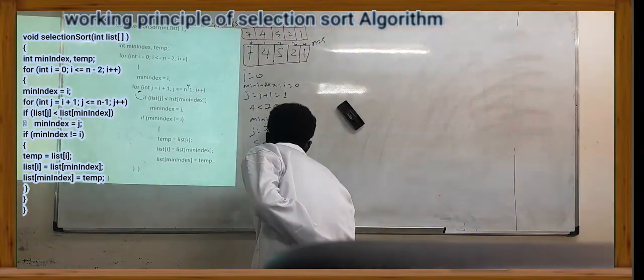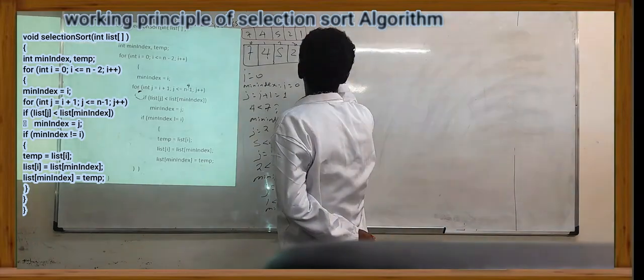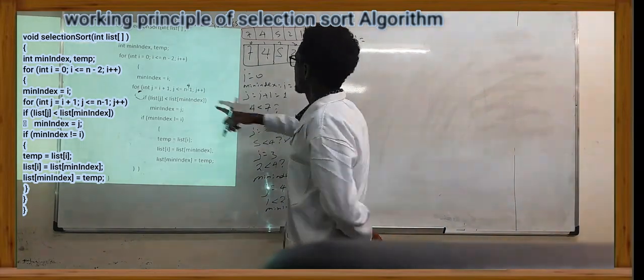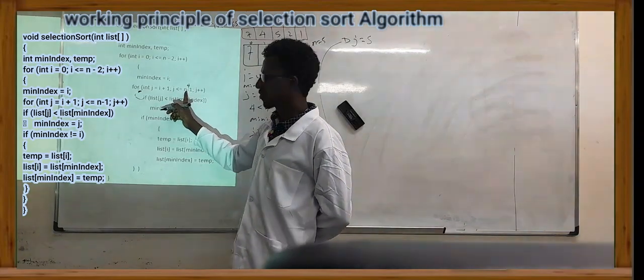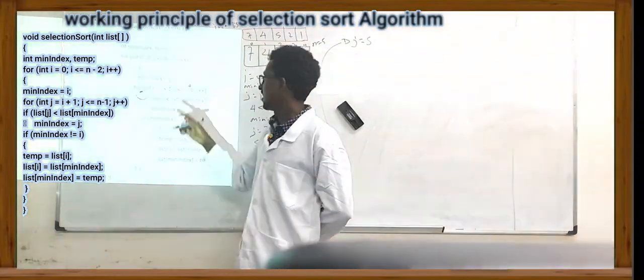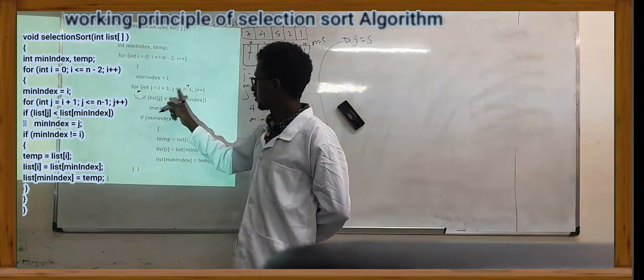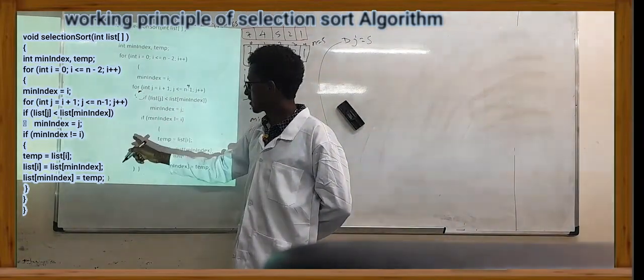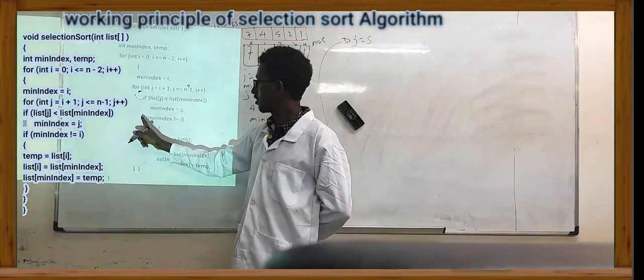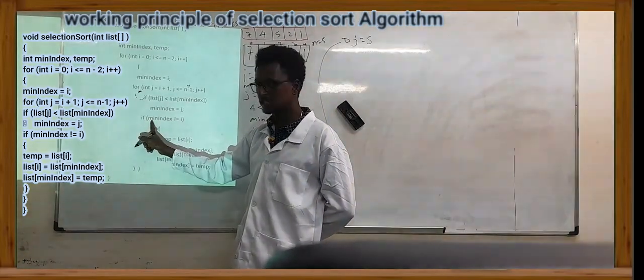What will j be? J is equal to the incremented value, 5. J is 5. 5 less than or equal to 5? False. If this condition is false, the statement inside the for loop is not executed. Therefore, we directly pass out of the for loop, and this statement is the next one.